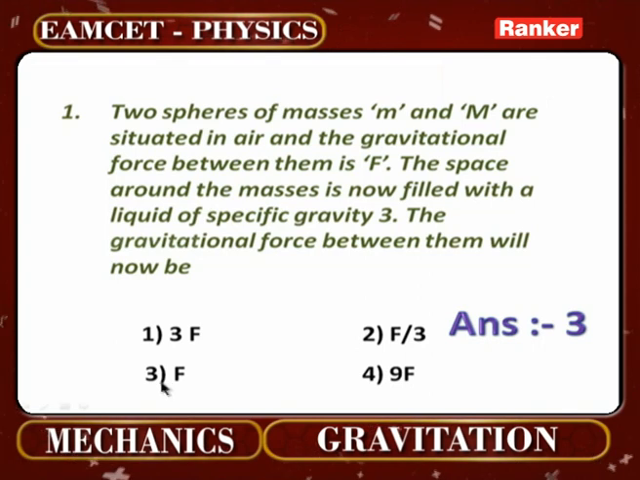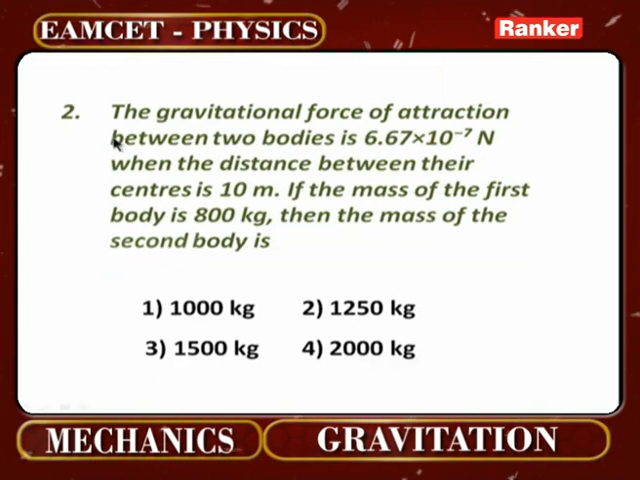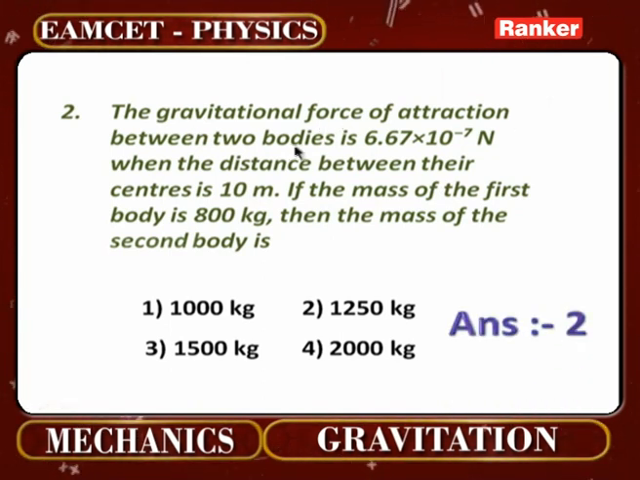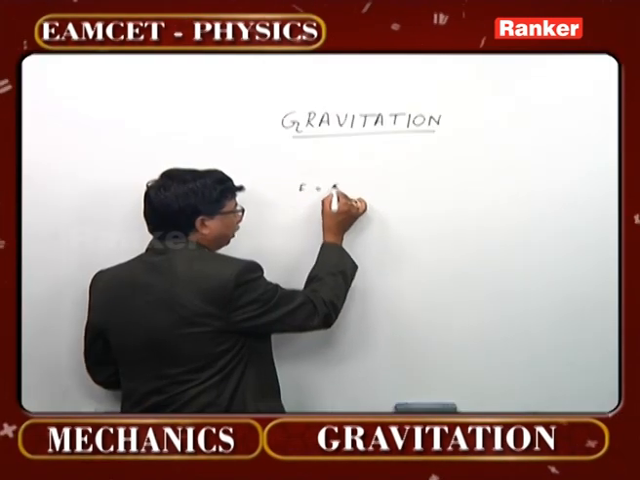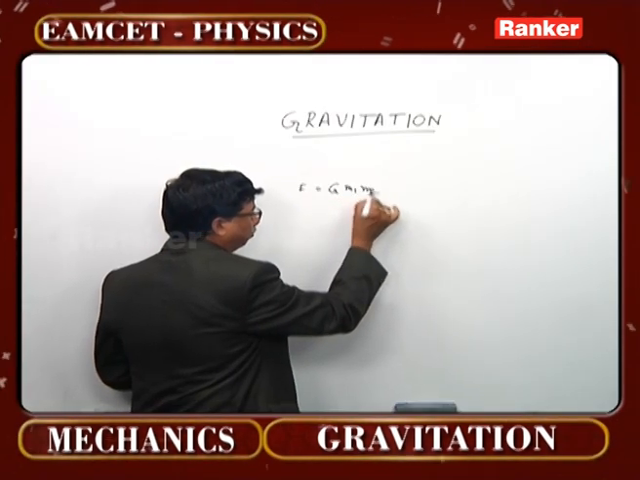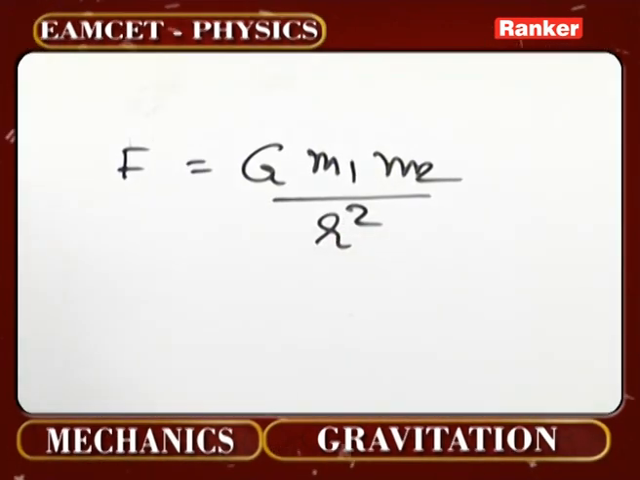Now let us take the second number. If you look at the problem, the gravitational force of attraction between two bodies is 6.67 into 10 power minus 7 Newton, when the distance between their centers is 10 meter. If the mass of the first body is 800 kg, then the mass of the second body is how much? It is a direct application of the gravitational force. F is equal to G into m1 m2 by r square. That is the formula we know.